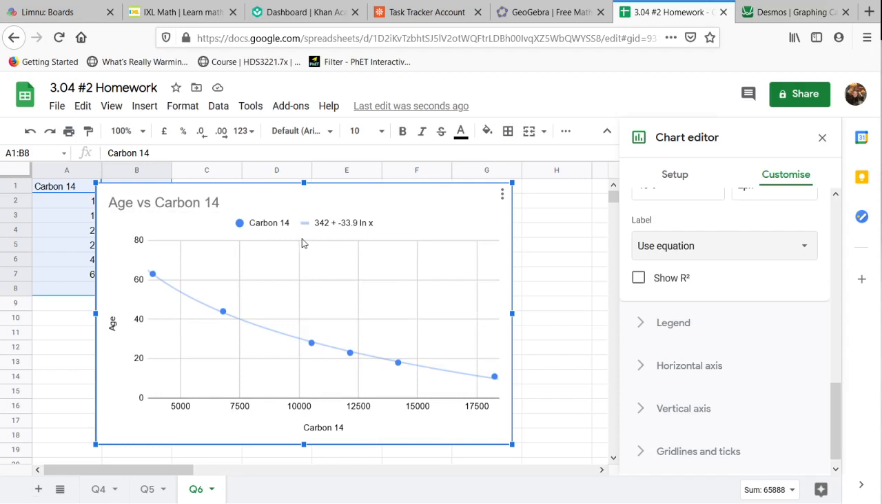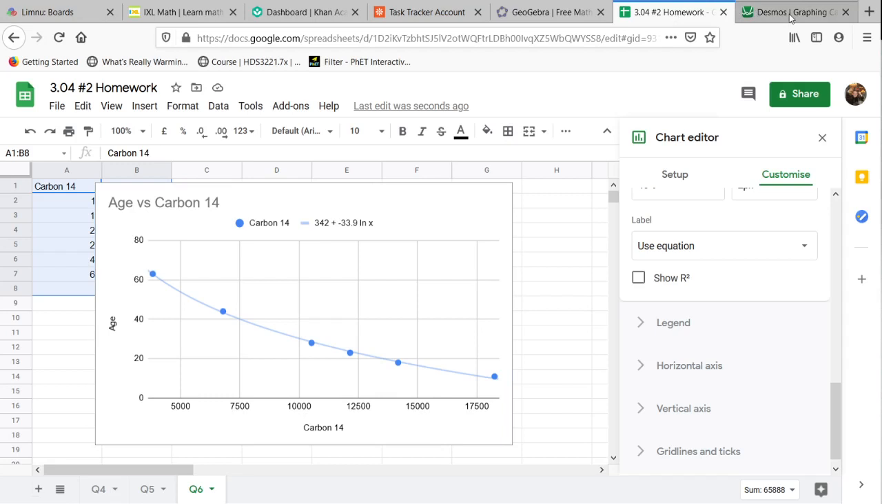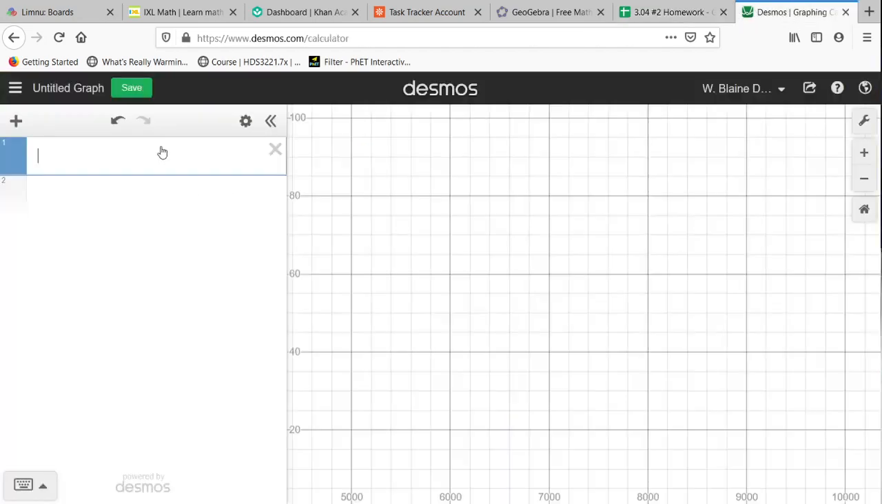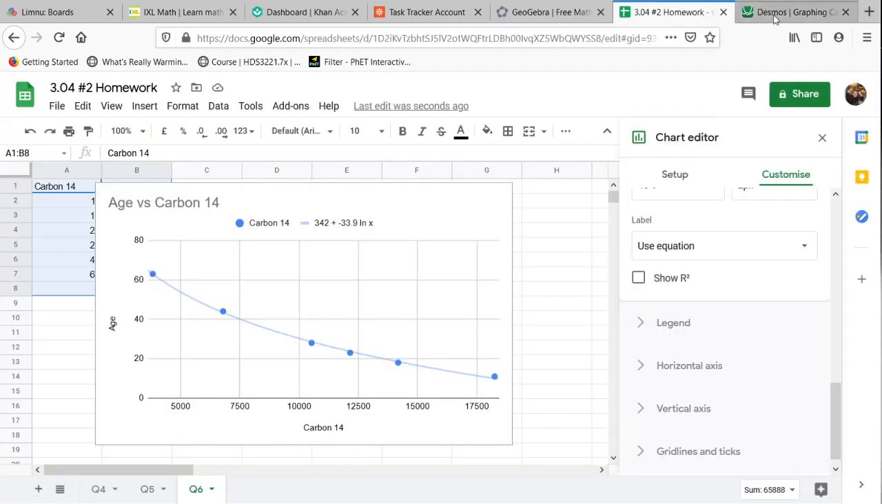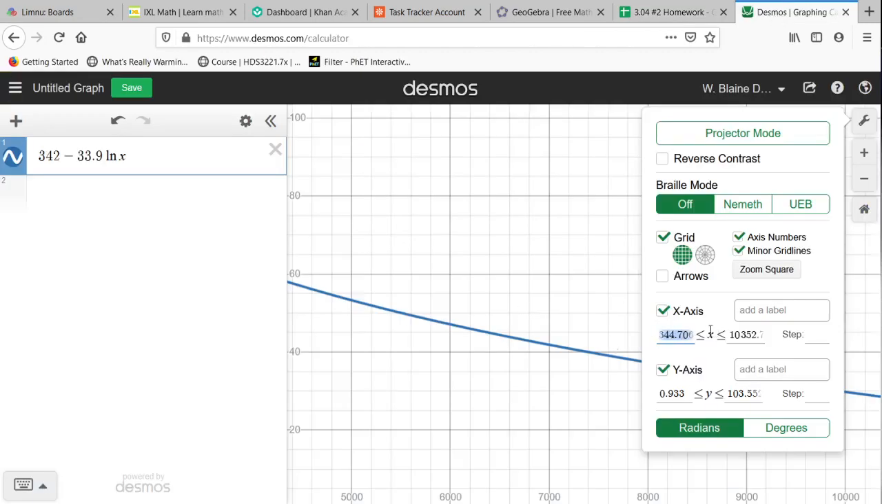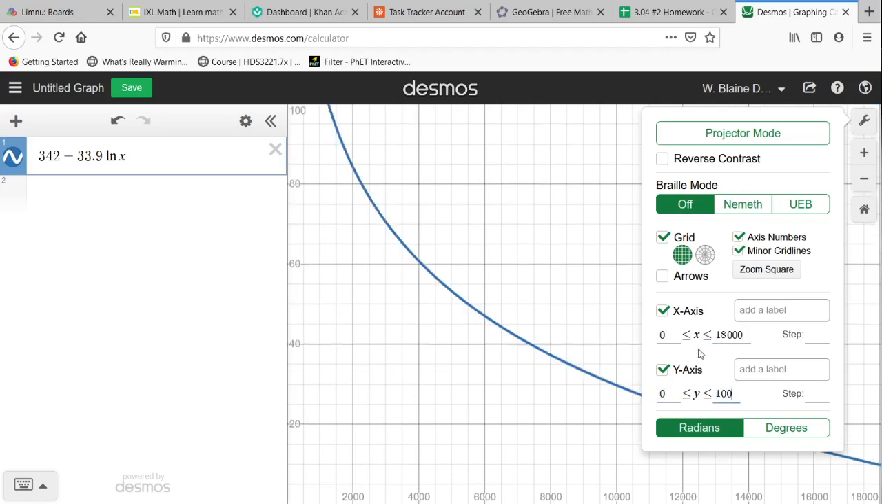Part B is going to be graphing this. So our equation is 342 minus 33.9 times the natural log of x. And our x values here are the age now. We cannot trust the labels on the graph because those do not automatically switch. So that age is going to go from 0 to 18,000, and the percentage of carbon-14 is going to go from 0 to 100.